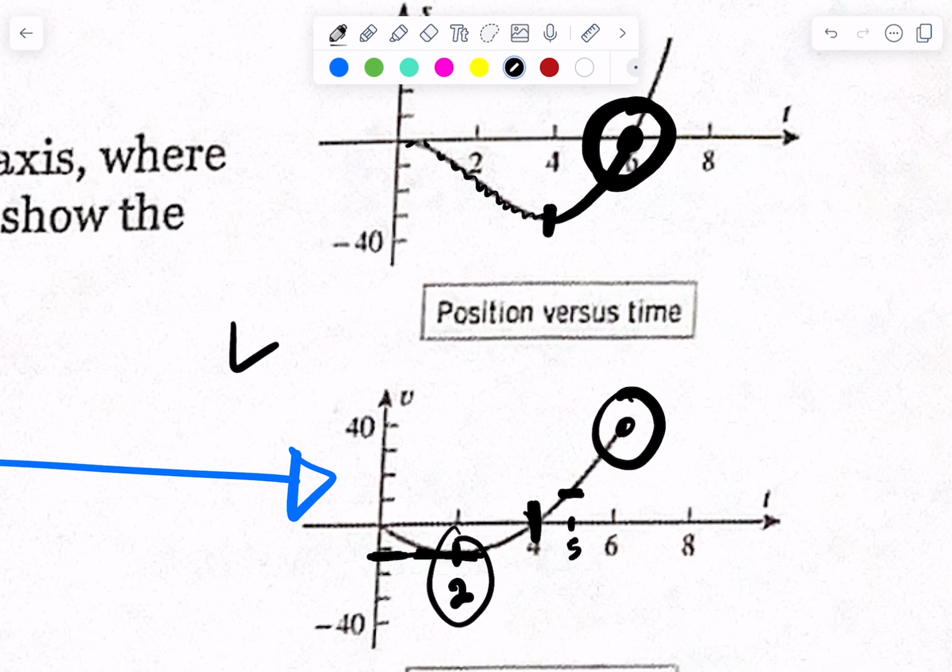But what's the difference between 2 seconds and 5 seconds? I'm going underground here versus above ground here. But both of those have the same velocity. I'm going the same there.